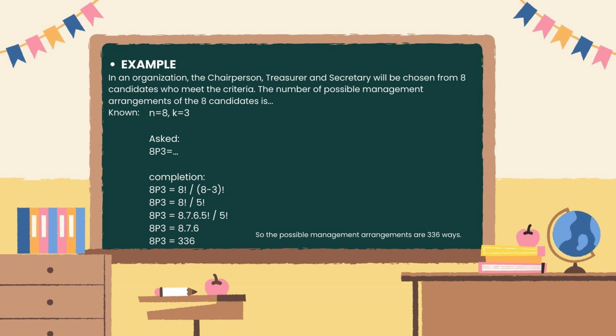Example: in an organization, the chairperson, treasurer and secretary will be chosen from 8 candidates who meet the criteria. The number of possible management arrangements of the 8 candidates is asked. n equals 8, k equals 3. Asked: 8P3 equals? Solution: 8P3 equals 8 factorial divided by (8 minus 3) factorial, which equals 8 factorial divided by 5 factorial, which equals 8 times 7 times 6 times 5 factorial divided by 5 factorial, which equals 8 times 7 times 6, which equals 336. So the possible management arrangements are 336 ways.